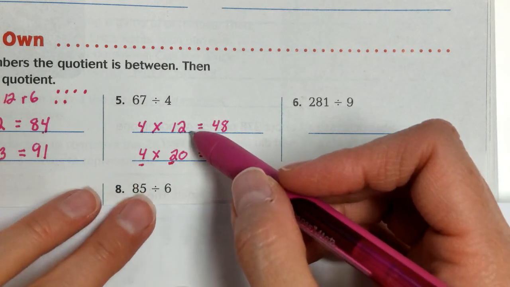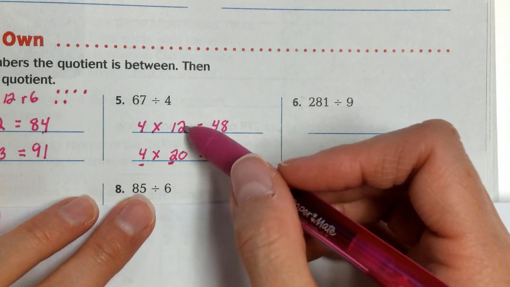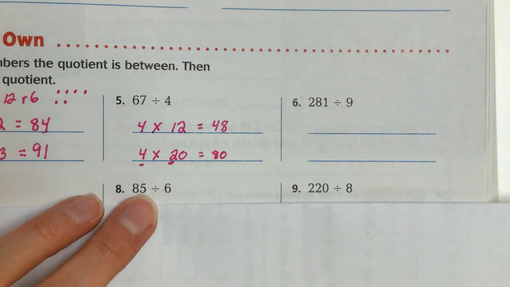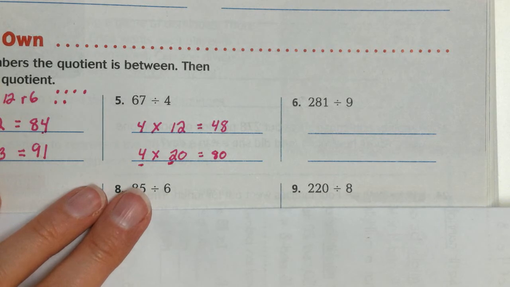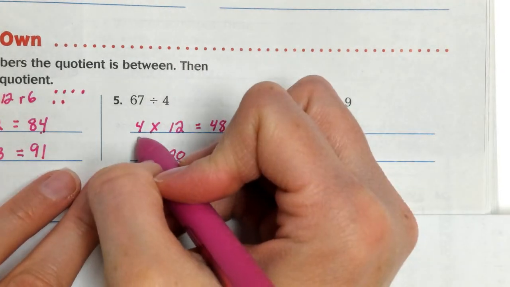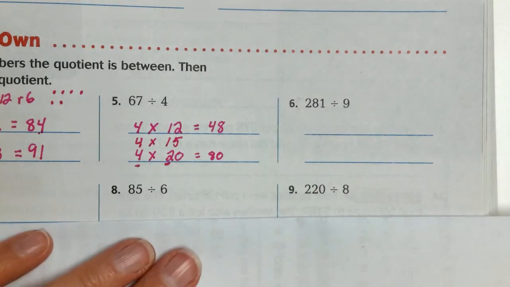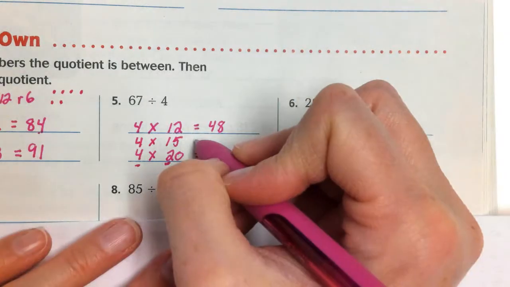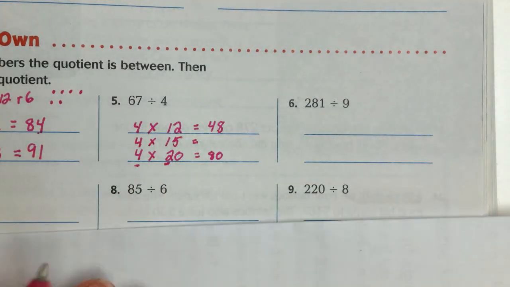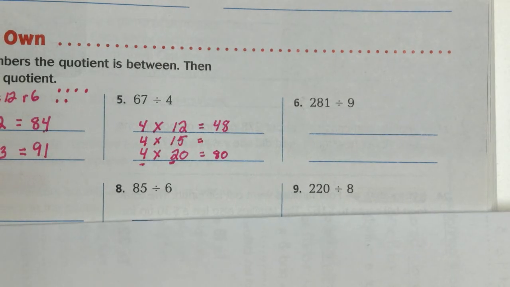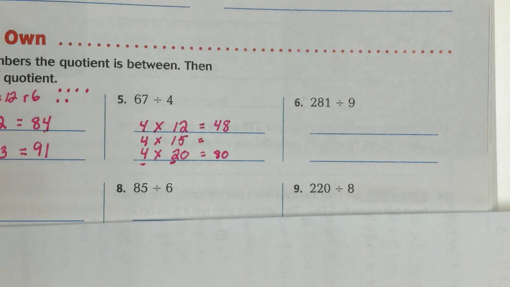So when I'm doing my dividing, my number is going to be larger than 12, right? And less than 20. What's a number between 12 and 20? 15. Okay, so let's try that. So if I say 4 times 15, you know what 4 times 15 is? 4 times 5 is 20. Think about a clock.